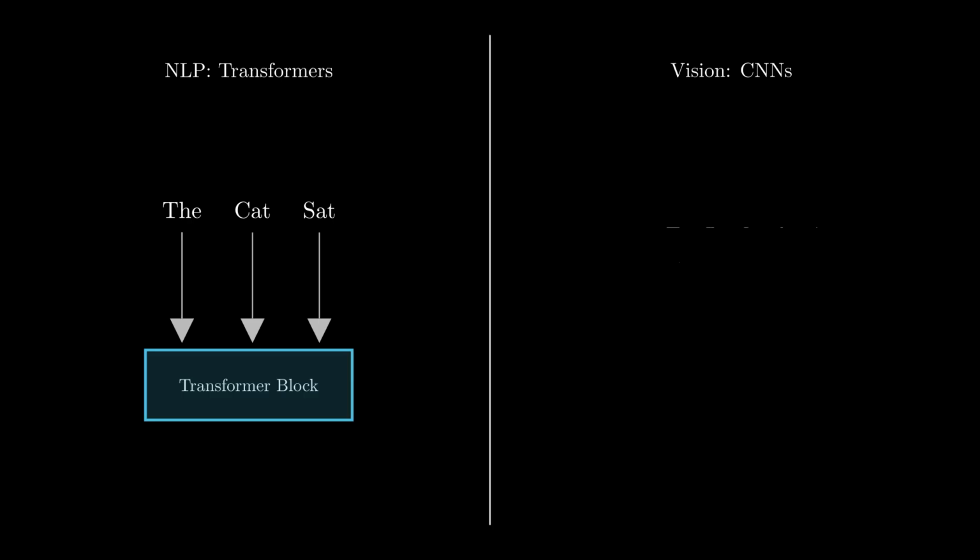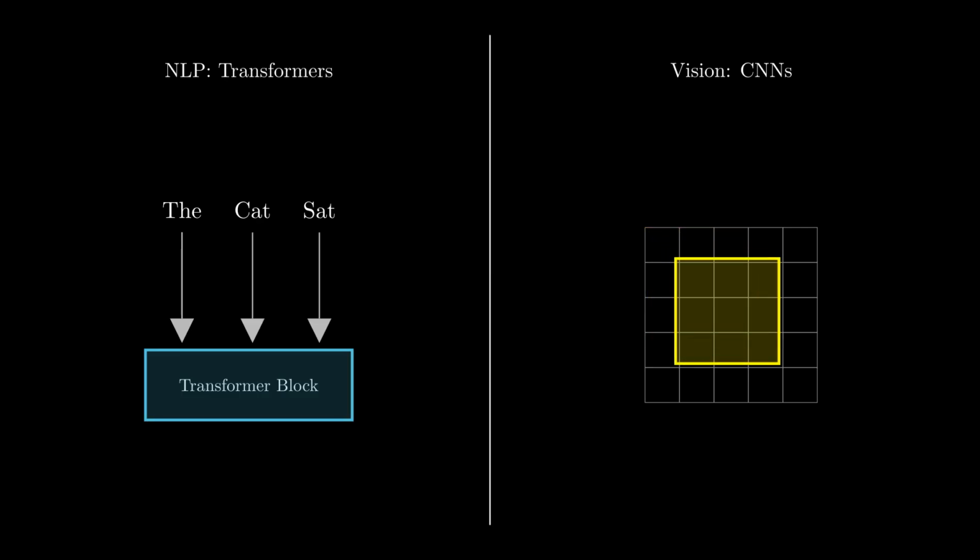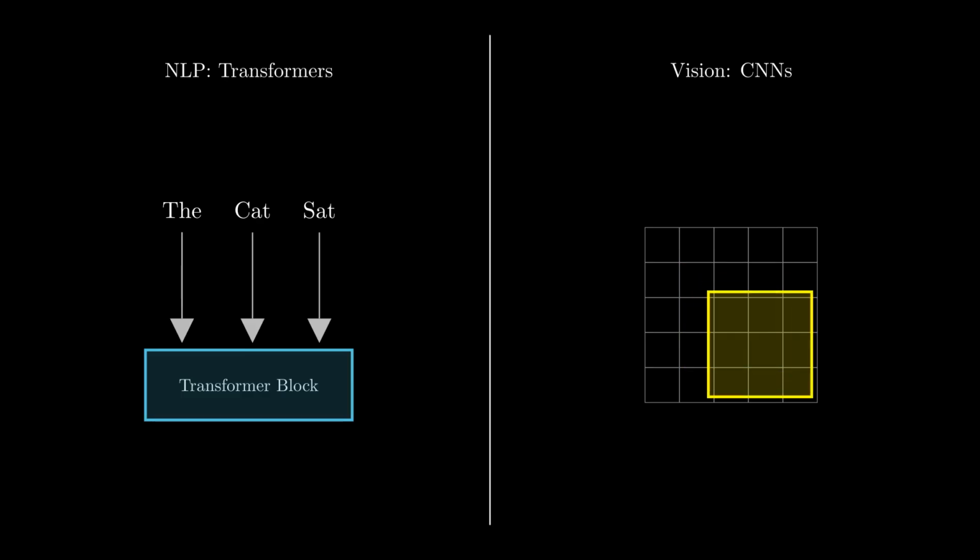But on the right, in computer vision, things have been different. Images aren't just sequences, they are 2D grids of pixels. Here, convolutional neural networks, or CNN, have dominated. They rely on a sliding window approach. This yellow box represents a convolution kernel. It scans the image locally, looking for features step by step. This assumes that pixels are only related to their immediate neighbors, a concept we call inductive bias.